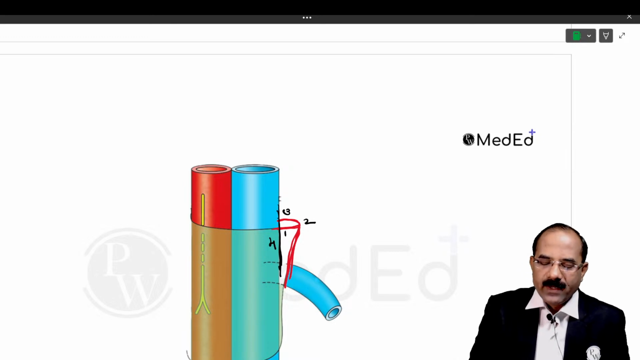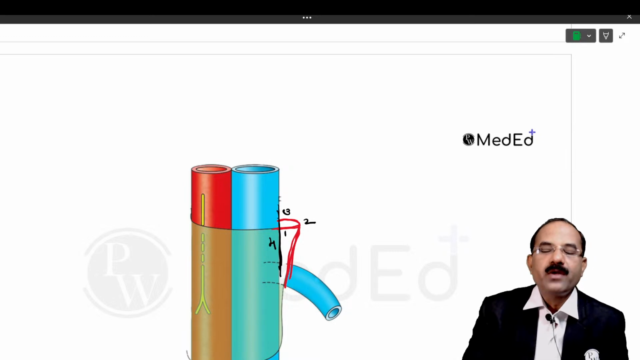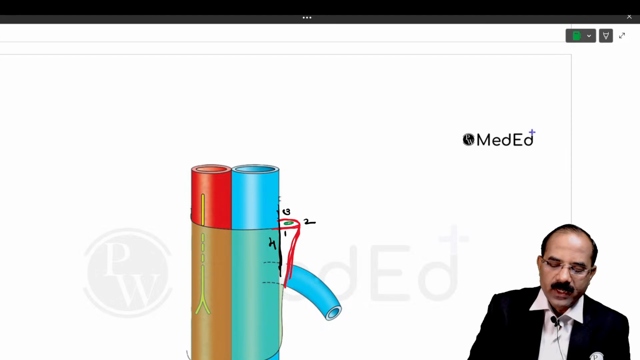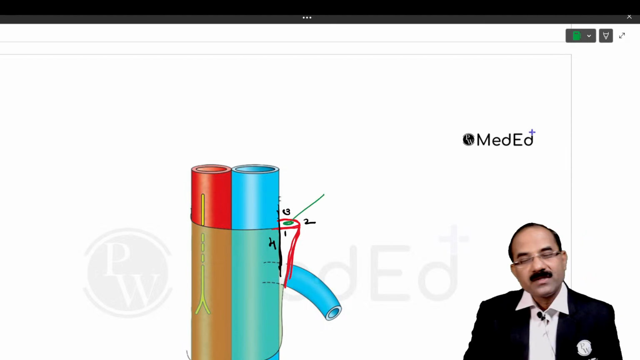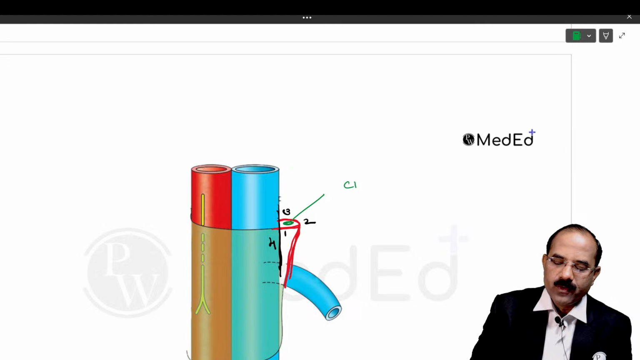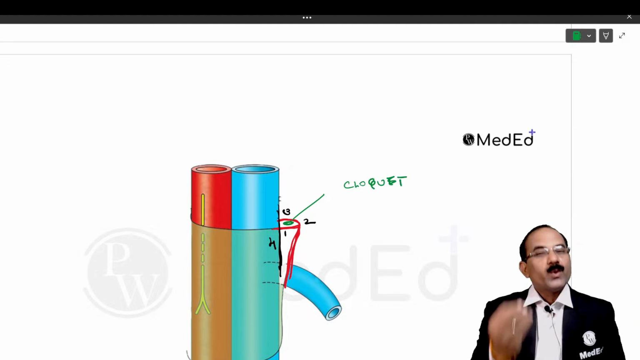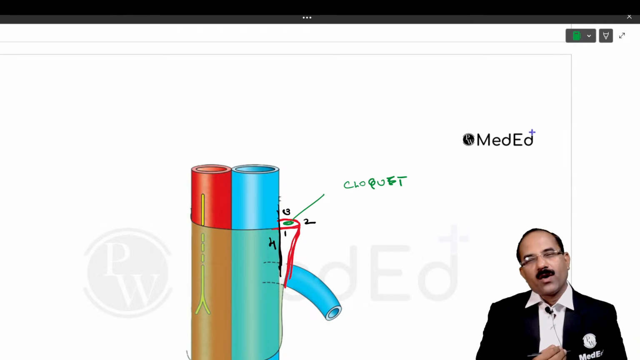ठीक है? And what is this? This femoral ring is closed by a lymph node, है ना? यहाँ पे एक lymph node होता है. And what is this lymph node known as? The lymph node of Cloquet, or Rosenmuller.